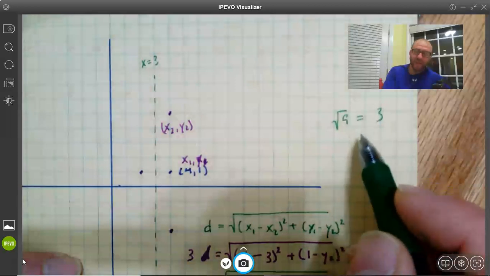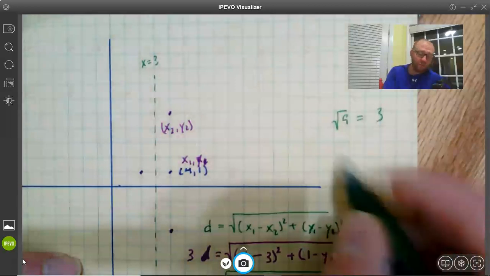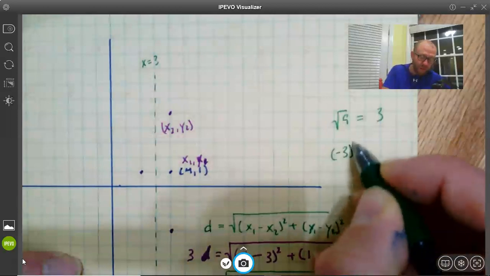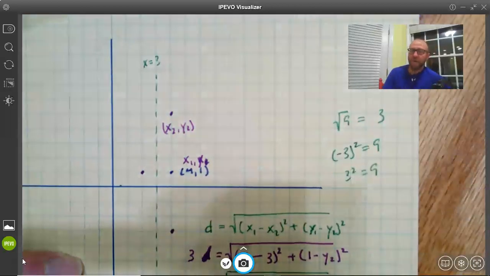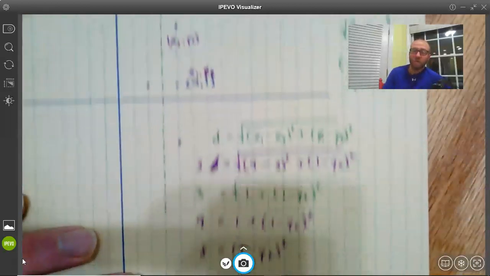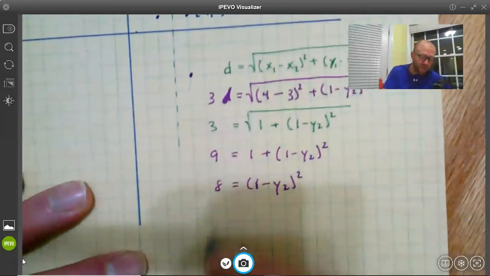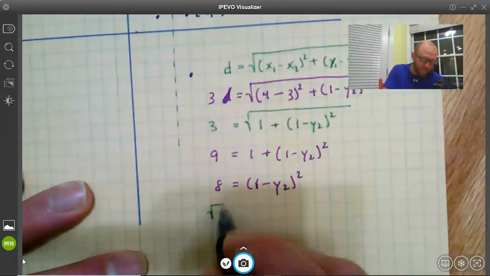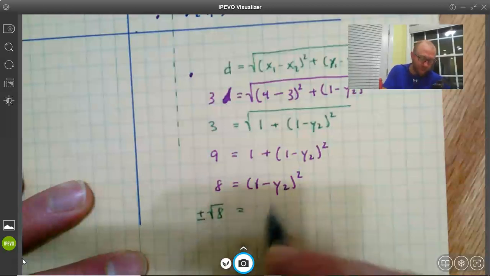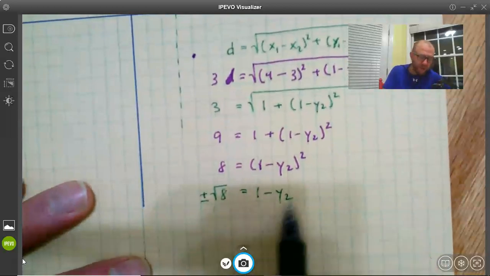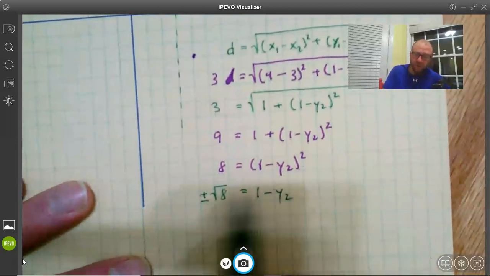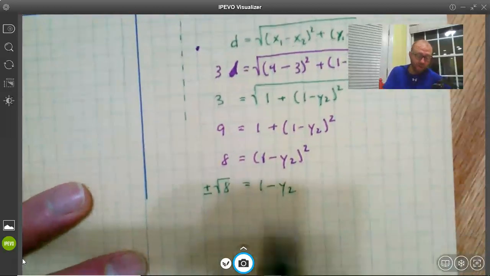But if we're taking the square root of something, we have to keep in mind that we have negatives as well, because negative 3 squared is 9 in the same way that 3 squared is 9. Okay? So if I want to take the square root, be careful, there's a positive and negative version. So I'm just going to say it's the square root of 8, but it's plus or minus. Okay? And then I can undo the square root part here, 1 minus y sub 2. When I take the square root, I have to keep in mind there's positive and negatives.